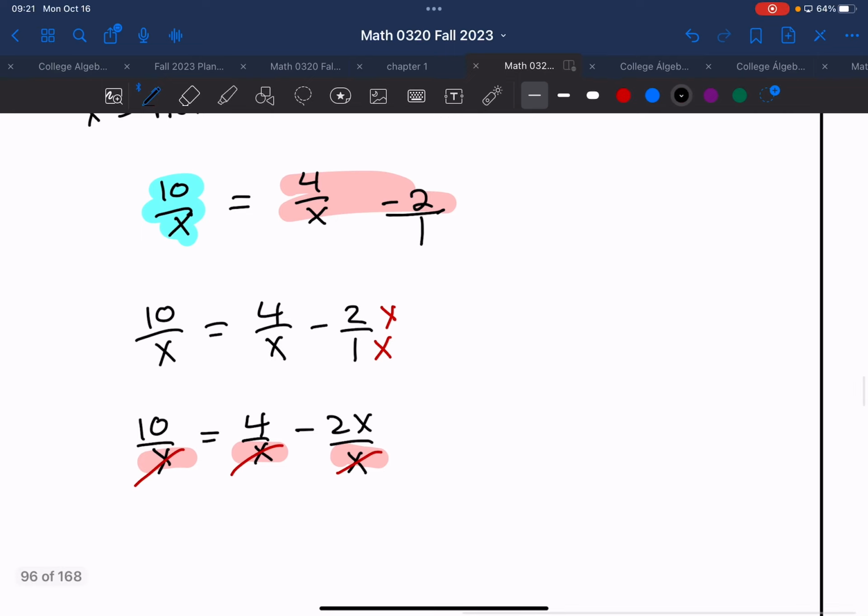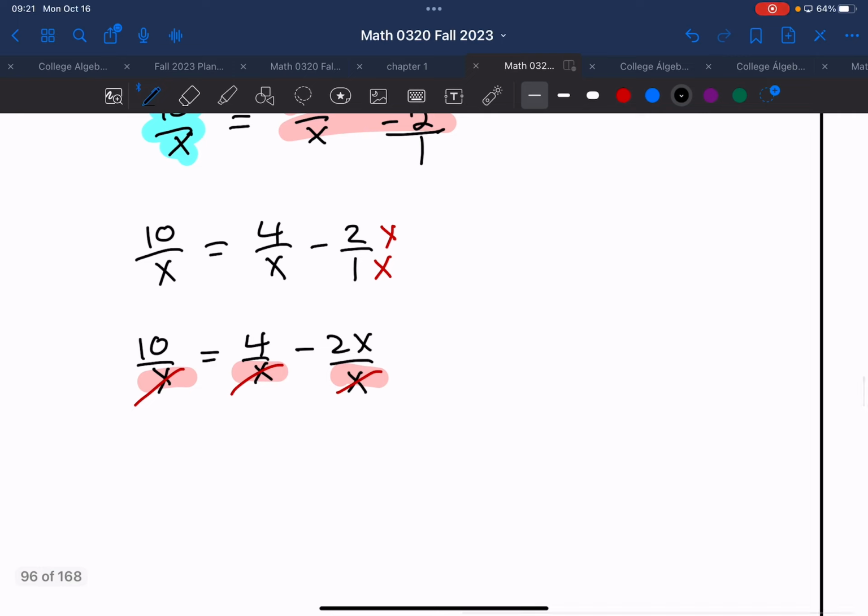Remember, we're doing this because we want to get rid of the fractions. So now I have 10 is equal to 4 minus 2x. This is what type of equation? Linear, because we don't see any x squareds. So I need to get x by itself by doing what first?